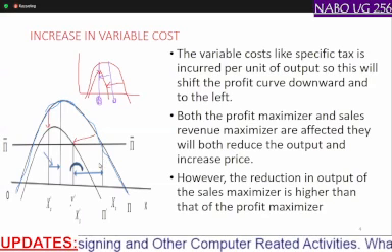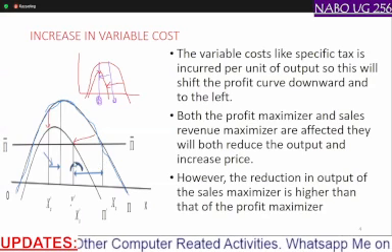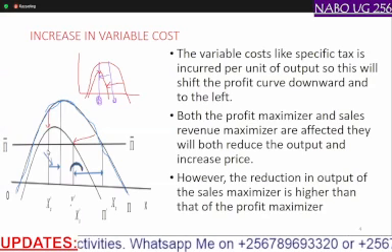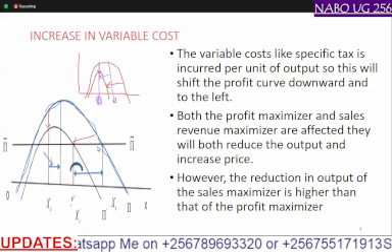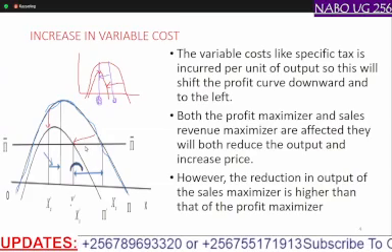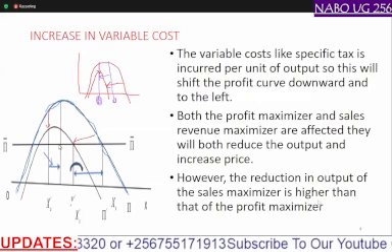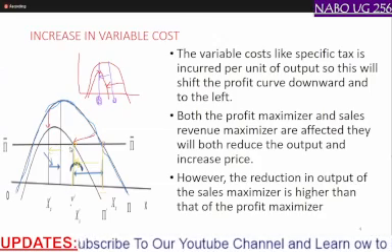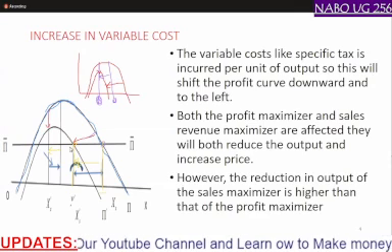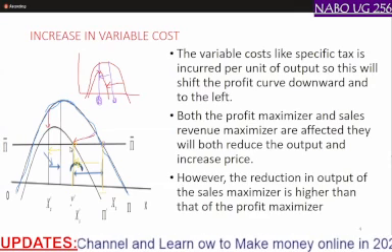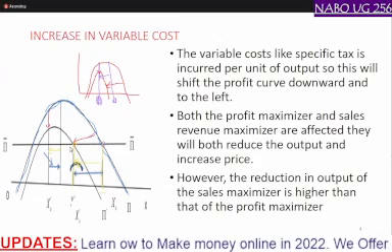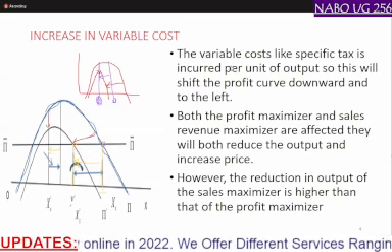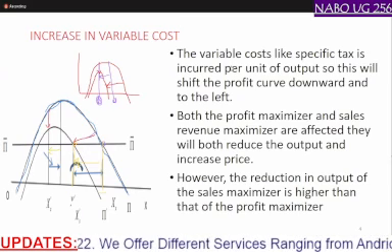So what do we observe? That the reduction in output of a sales revenue maximizer is much higher than the reduction in output of a profit maximizer. Both of them reduce output, but the reduction for a profit maximizer is less as compared. Since both of them reduce output, both of them increase even the price of the output they have produced. So that is the effect of a variable cost.